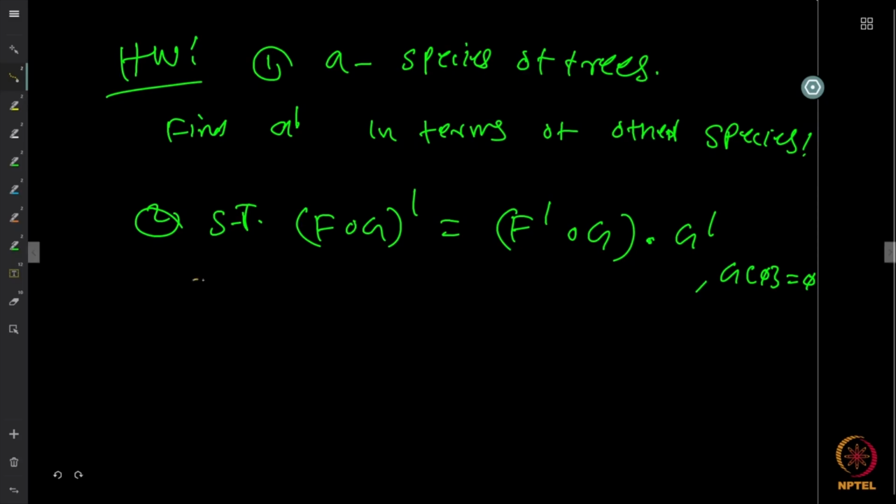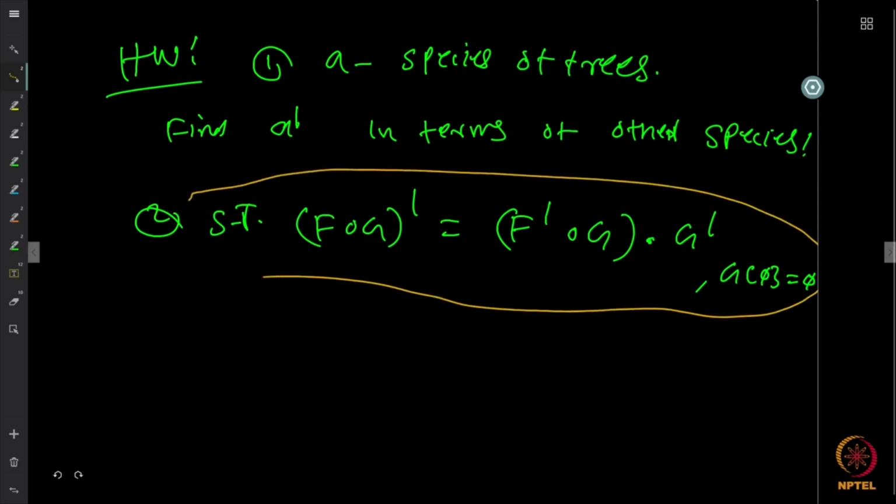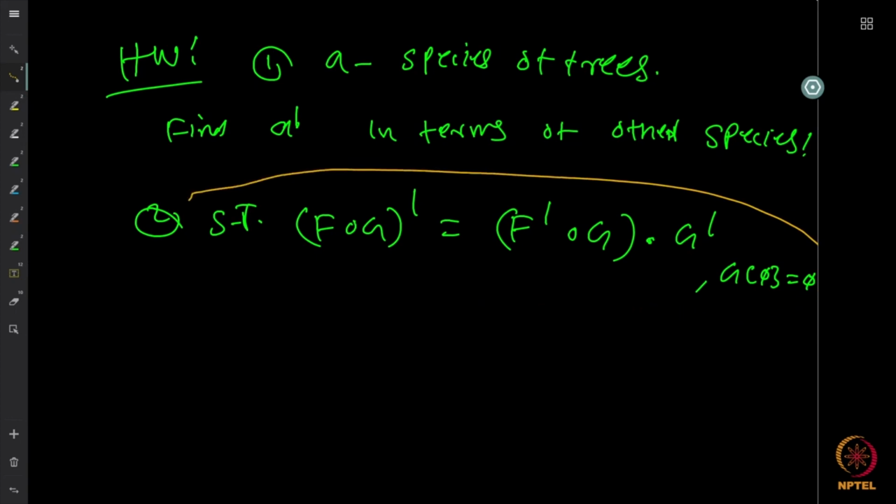Then show that the derivative of the composition F composition G is actually equal to the derivative of F composed with G, multiplied by the derivative of G, G dash. So F dash composition G dot G dash, where of course G of the empty set is equal to empty.